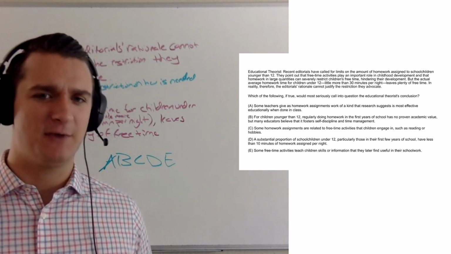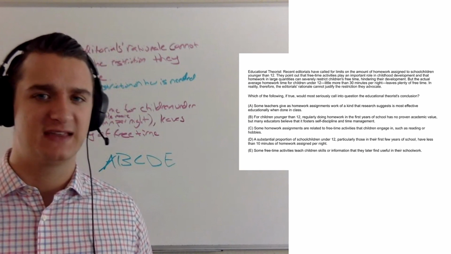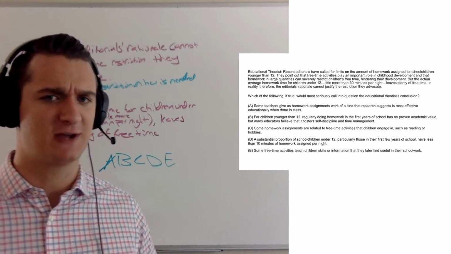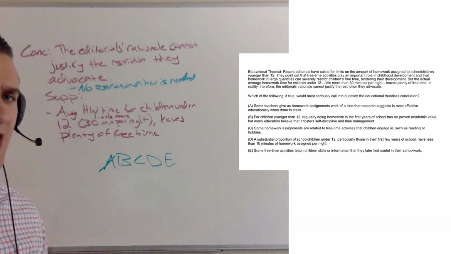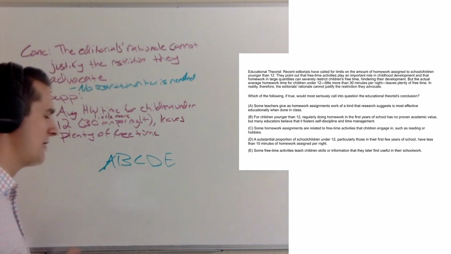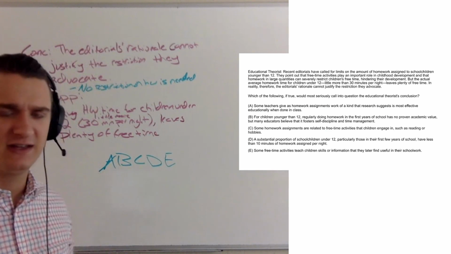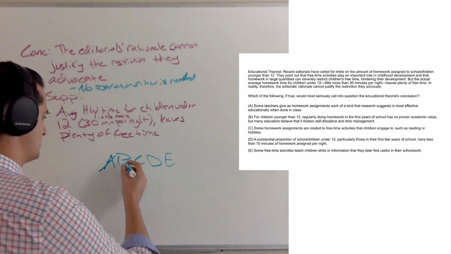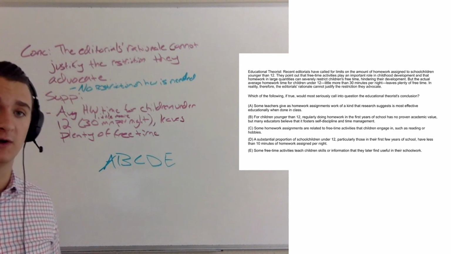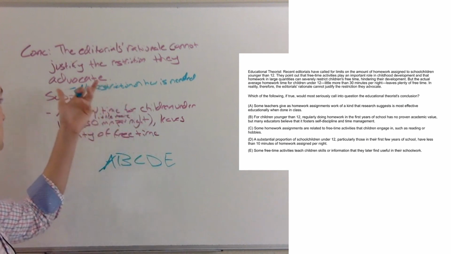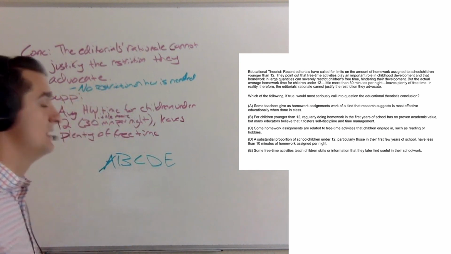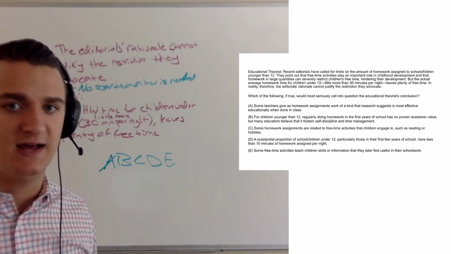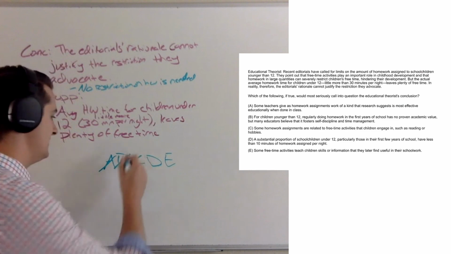And the second part of B makes me think that if it fosters self-discipline and time management, that's another reason that I wouldn't want to restrict the amount of homework. So B, I could probably go either way. I definitely don't think that it seriously calls into question the educational theorist's conclusion. I could probably go either way on homework, but it still is in line with the conclusion of the educational theorists. So I'm going to eliminate B.